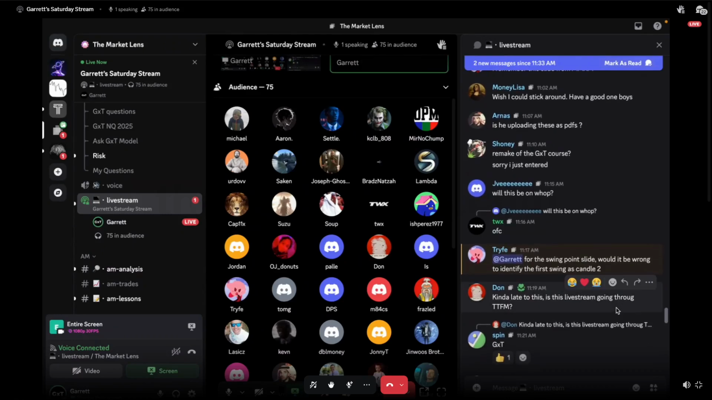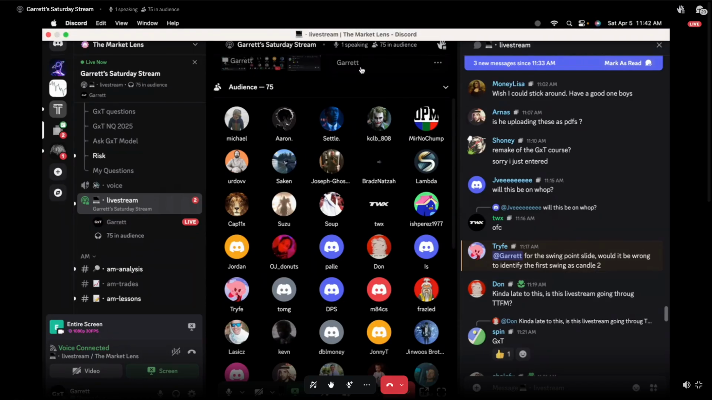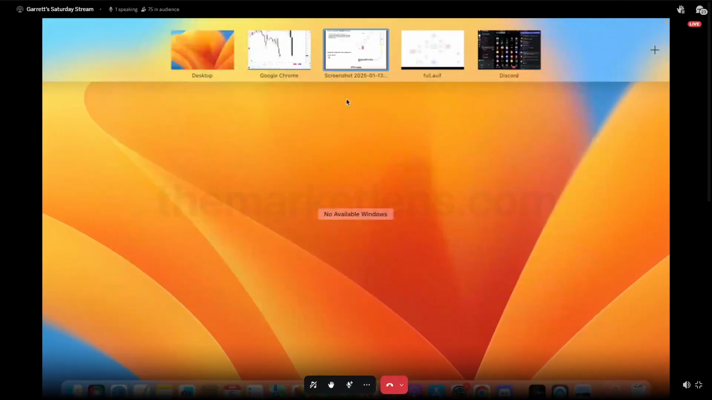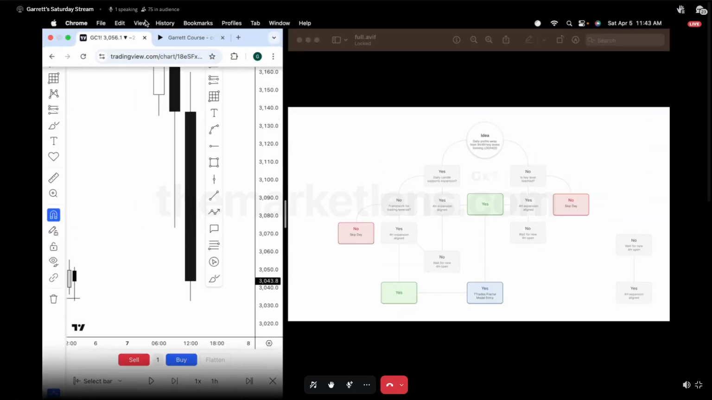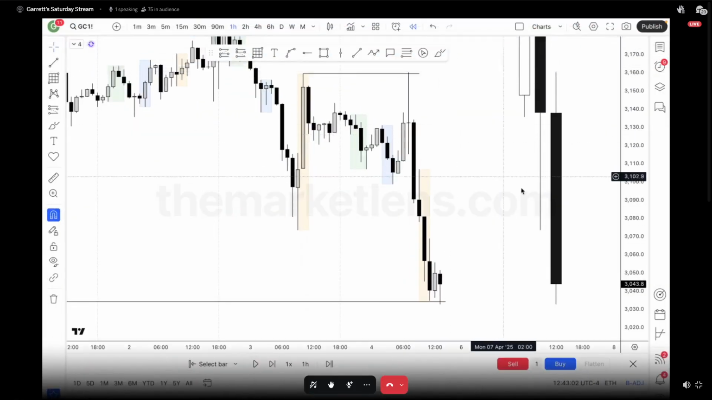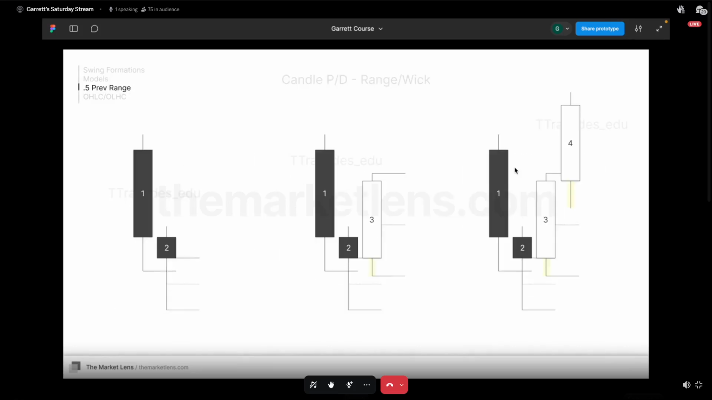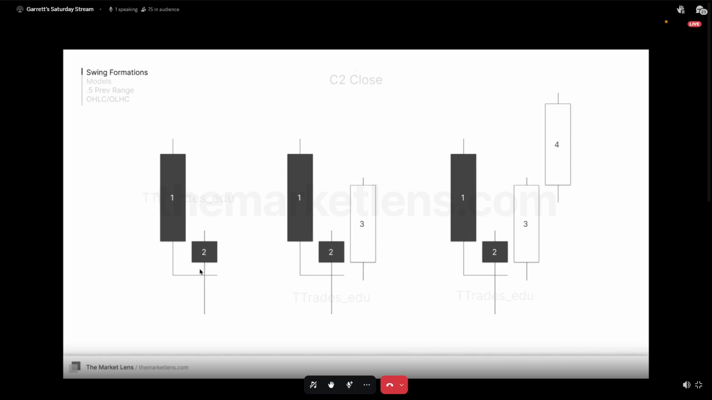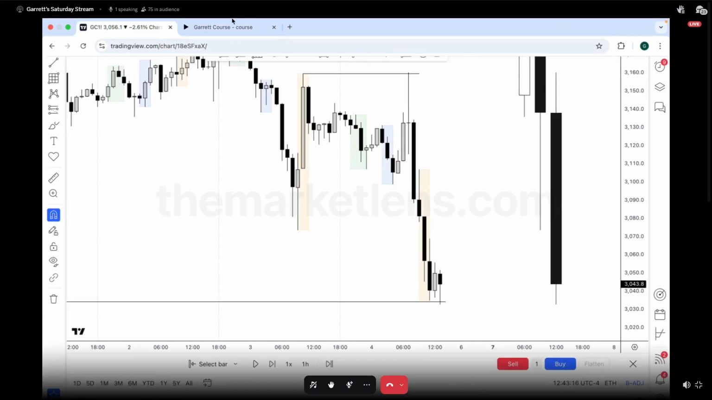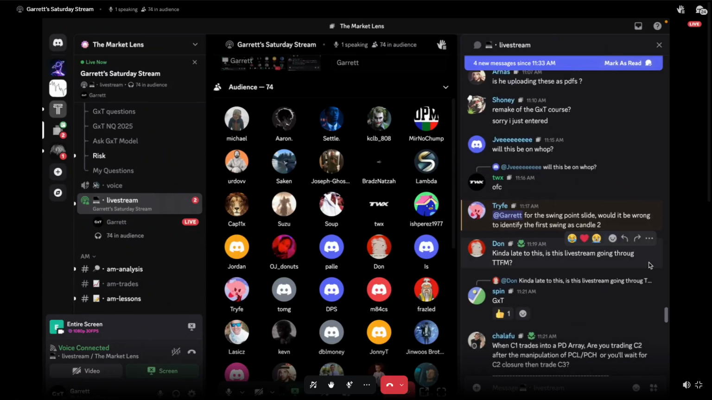For the swing point slide, would it be wrong to identify the first swing as a candle 2? Yeah, that's what it is, right? So, hold on, let me fix this. This is out of order. What the heck did I just do, bro? Whatever. Okay, how do I fix this, guys? What the hell? Okay. If we go all the way back to swing points, this is a candle 2 close swing point, right? The first one is that. Yeah, kind of like this.